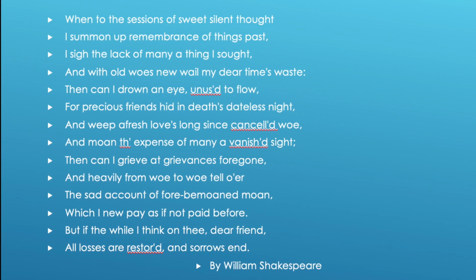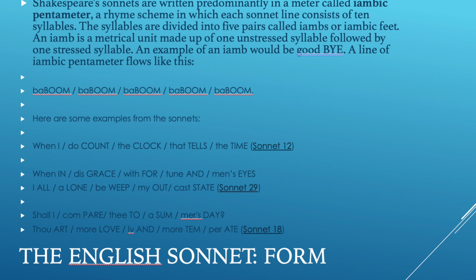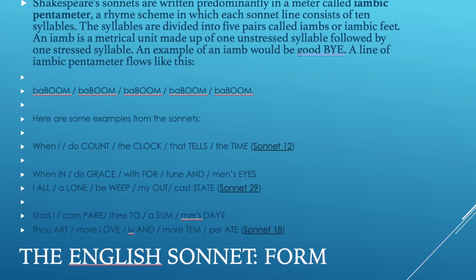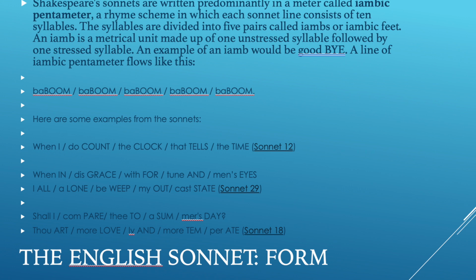Okay, so with that, let's take a look at some of the formal components that make up a sonnet and then analyze how they're used here in this example by Shakespeare. So Shakespeare's sonnets are written predominantly in a meter called iambic pentameter. Each sonnet line consists of 10 syllables. The syllables are divided into 5 pairs called iambs or iambic feet. An iamb is a metrical unit made up of one unstressed syllable followed by one stressed syllable. An example of an iamb would be goodbye, with the emphasis on by.